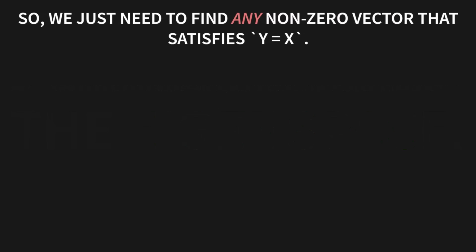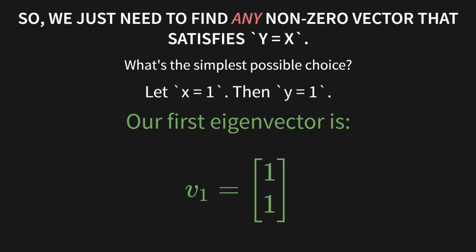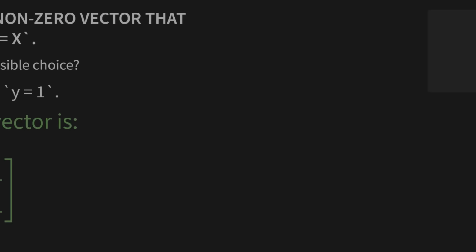So we just need to find any non-zero vector that satisfies y equals x. What's the simplest possible choice? Let's just say x equals 1. Well, then y must also be 1. And there it is. Our first eigenvector is v1, the vector 1, 1.